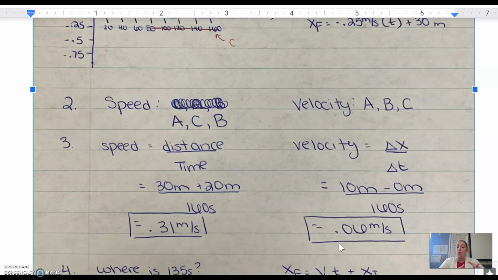Then question number 4 was to create the mathematical model for each section. And we do need it for each section because what's happening in section A is very different than what's happening in section C.